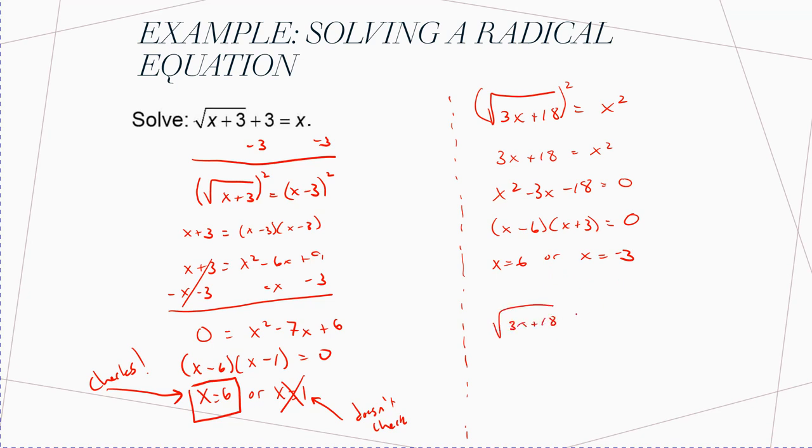And look, this was my original equation, square root of 3x plus 18 is equal to x. Well, negative 3 won't work. You can't get a square root here to get this negative 3. So this negative 3 will not work. So the only solution here is 6, because if you plug 6 in, 3 times 6 is 18, plus 18 is 36. Square root of 36 is 6. So this negative 3 doesn't check.